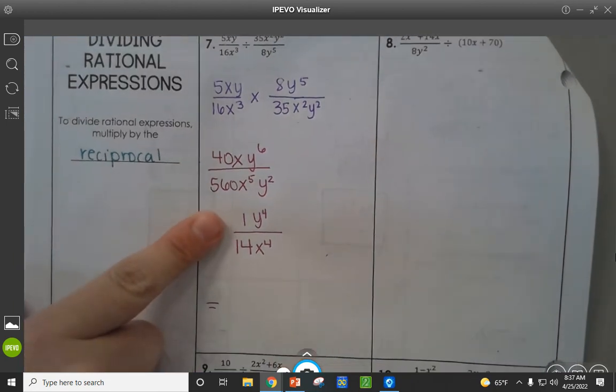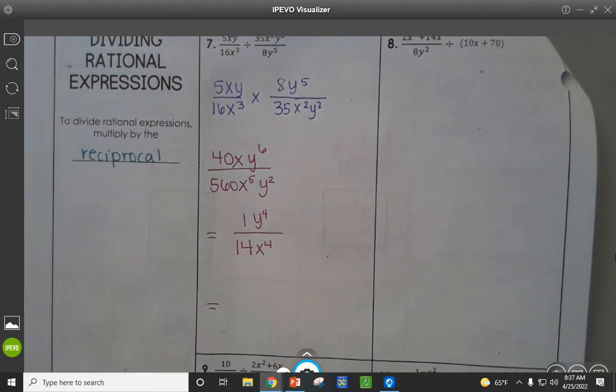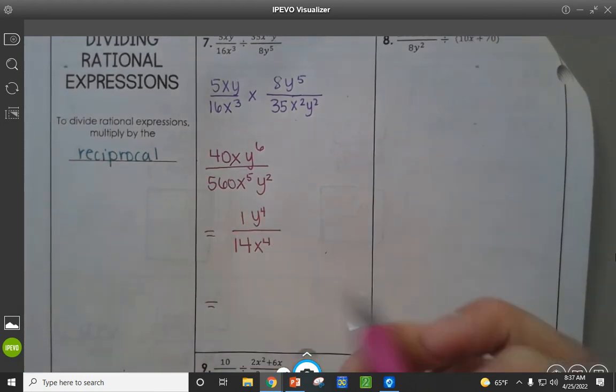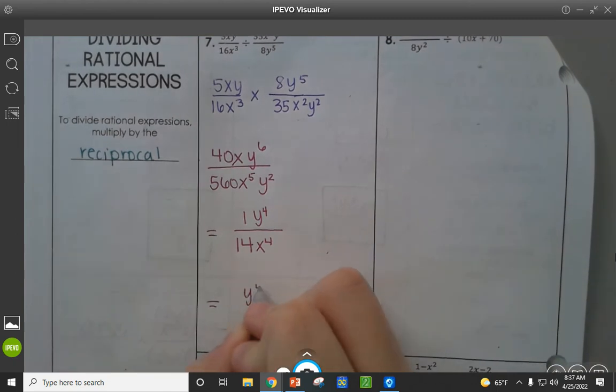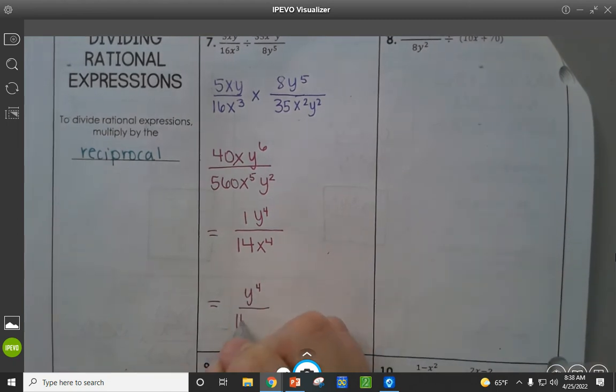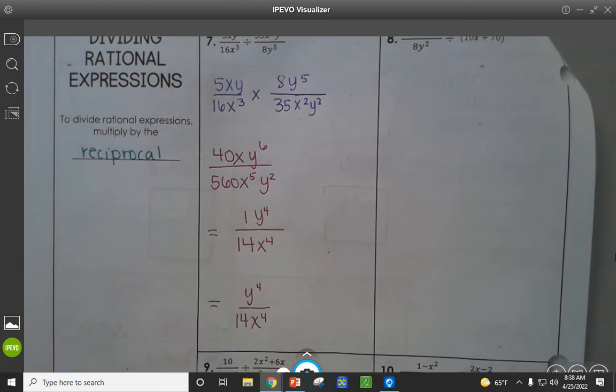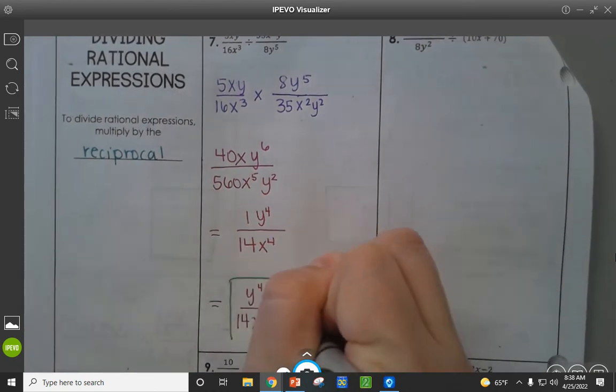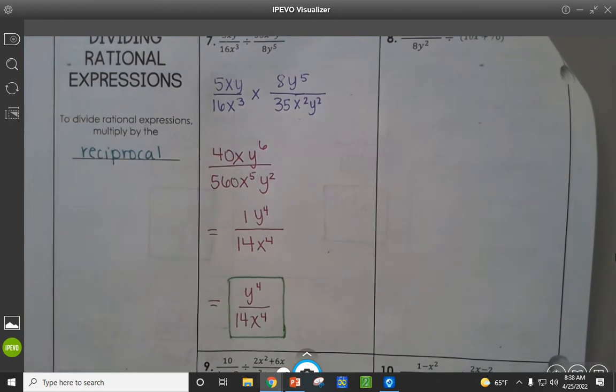I don't usually leave a 1 in front. If there's also a variable, you really don't need the 1. It's not wrong if you leave it here, but I don't like to do that. Y to the 4th over 14, x to the 4th. Now, if that y to the 4th wasn't there, we would have to leave the 1.